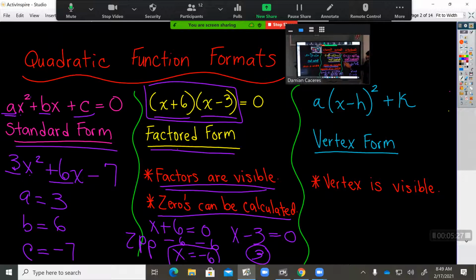Now, if the negative 7 was not there, what would be C? If negative 7 was not there, what would be C? My question is, if this was not here and the equation was just that, my C is still there, you just can't see it. What's C? 0. If C is not there, then C is 0. You with me? So keep that in mind.